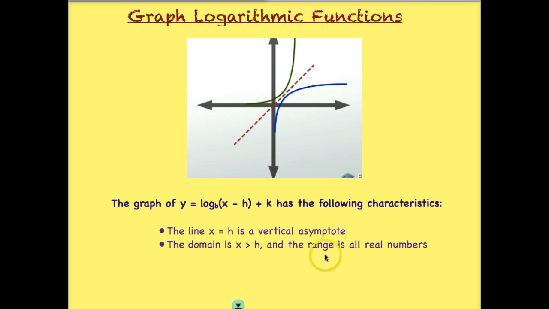Again, let me point out that this is just the inverse of exponential. You just finished graphing exponential functions, and the opposite was true. The domain was all real numbers, and the range was dependent upon our asymptote, our horizontal asymptote.